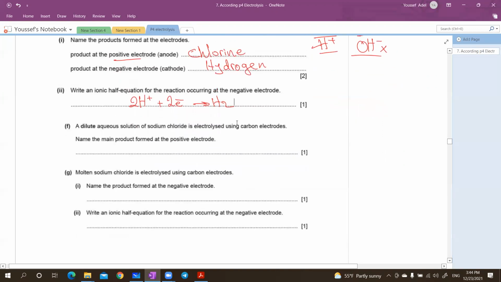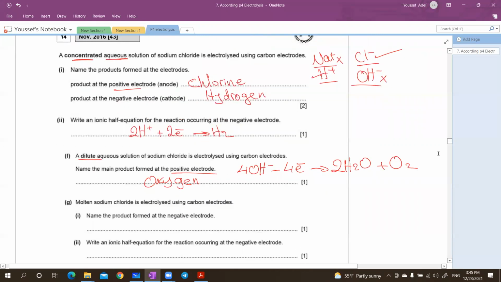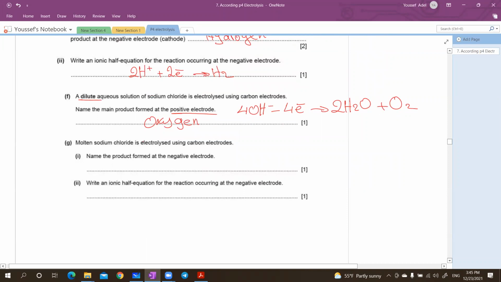A dilute solution of sodium chloride is electrolyzed using carbon electrodes, so now it is dilute instead of concentrated. So at the anode, which is the positive electrode, chloride and hydroxide will be attracted, but now the halogen is diluted, so there are not enough halogen ions to be discharged. So the hydroxide will be discharged, forming oxygen gas. You have to know that the hydroxide is discharged by losing 4 electrons to change to 2 molecules of water and 1 molecule of oxygen. This equation you have to know because it is really important.